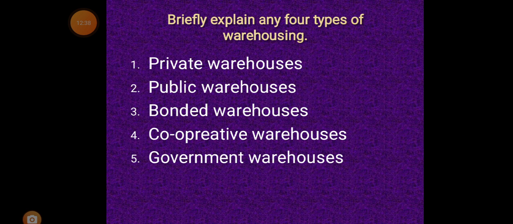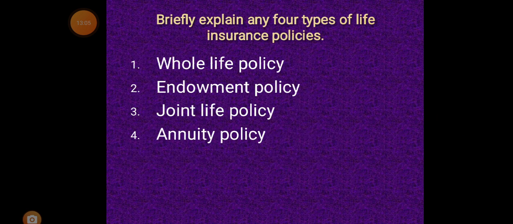Explain briefly any four types of warehousing. Give the meaning of warehousing first, then explain their types. First one, private warehouses. Second one, public warehouses. Third one, bonded warehouses. Fourth one, cooperative warehouses. Fifth one, government warehouses.